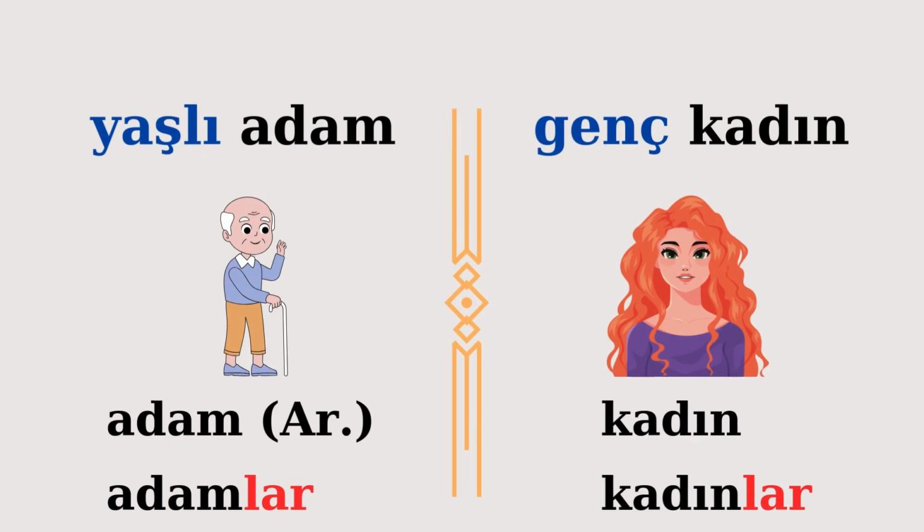Let's continue by giving examples regarding yaşlı ve genç. Yaşlı adam ve genç kadın. It means old man and young woman. Here, adam means man. It is an Arabic word. Also, kadın means woman. Let's take the plural forms of these two words, adamlar ve kadınlar, which mean men and women. If you remember, we use the suffixes ler and lar to get the plural forms of the nouns.